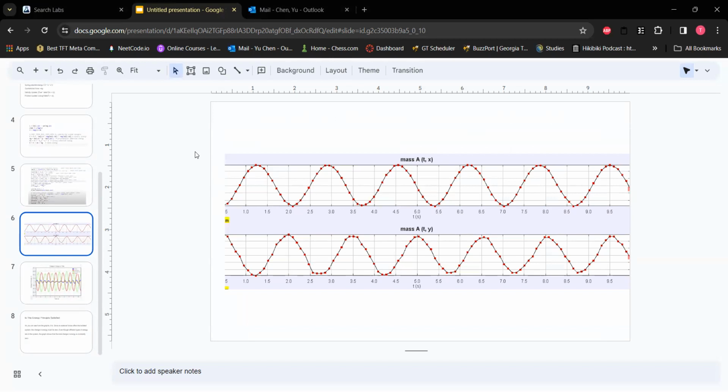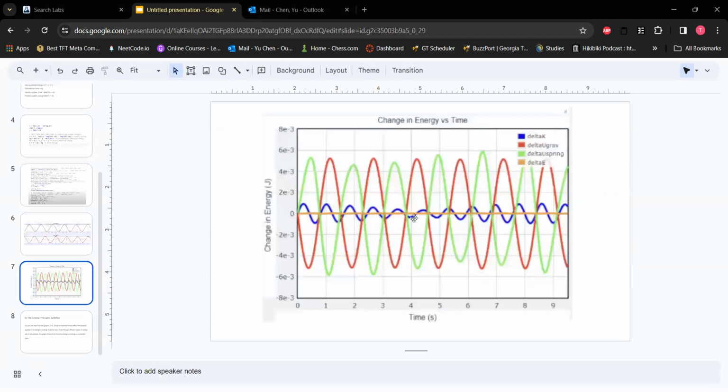In Tracker, once we put the video that we provided into Tracker, we were given this, in which we can see the period of oscillation in both the X and the Y direction. And if we compare it, you can see it looks like this.